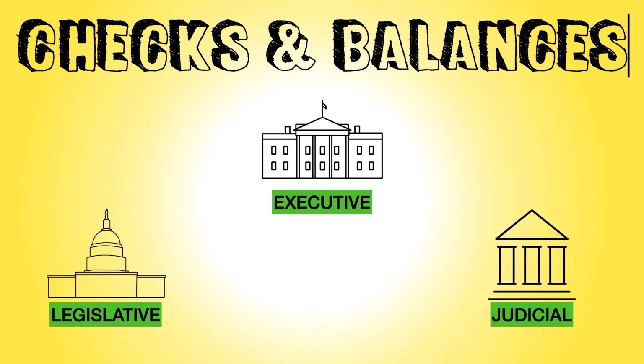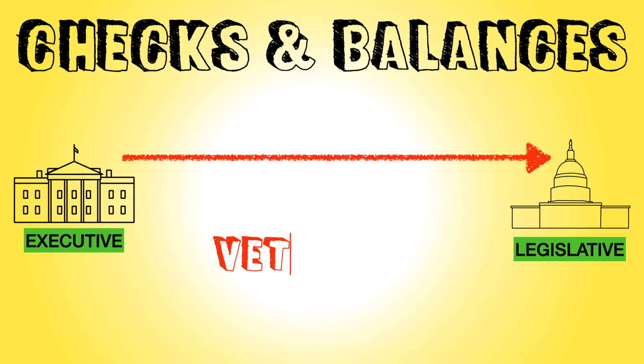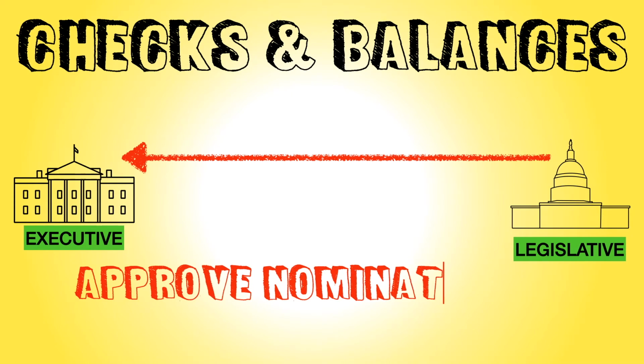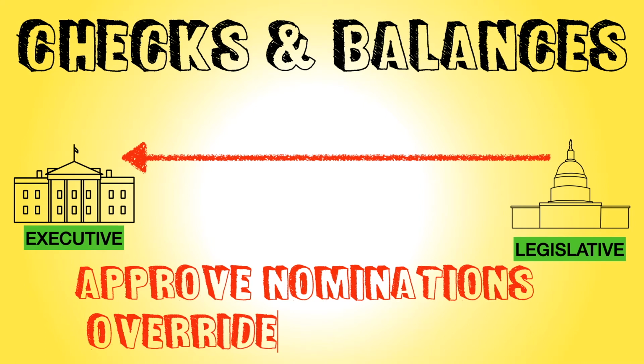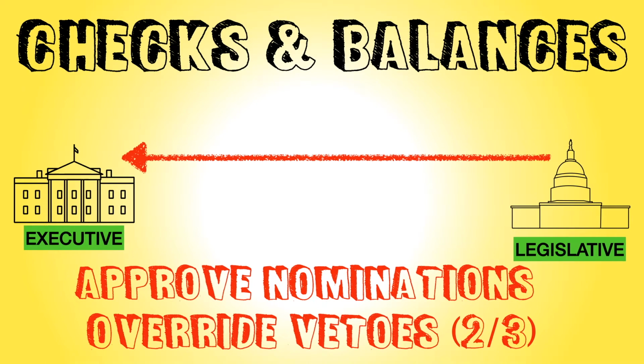Let's take a look at checks and balances in the federal government. The executive branch can veto bills passed by Congress, limiting Congress's power to pass laws in the U.S. In turn, the legislative branch can approve nominations of the executive, as well as override vetoes with a 2/3 majority, balancing the power between those two branches.